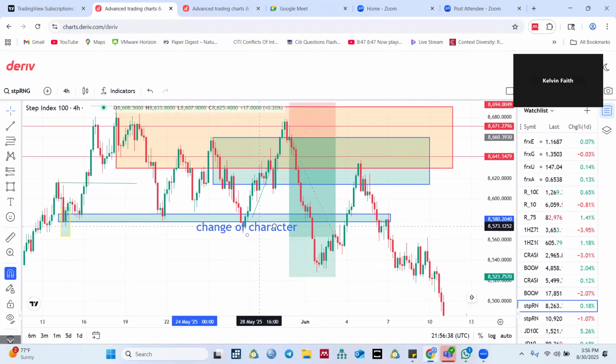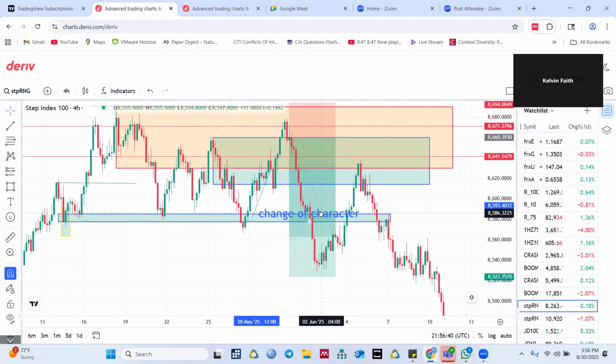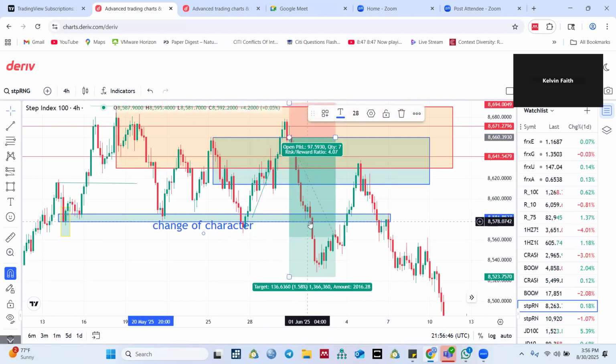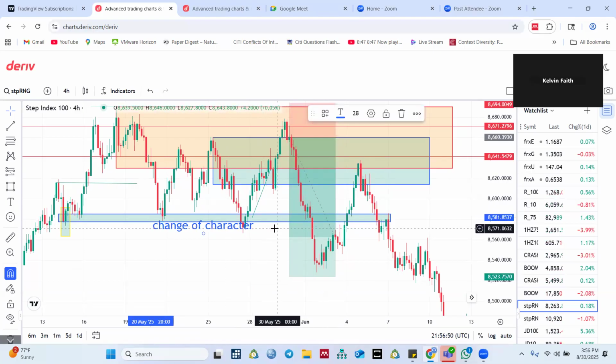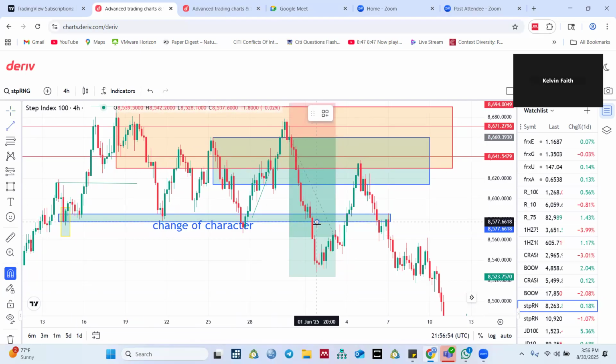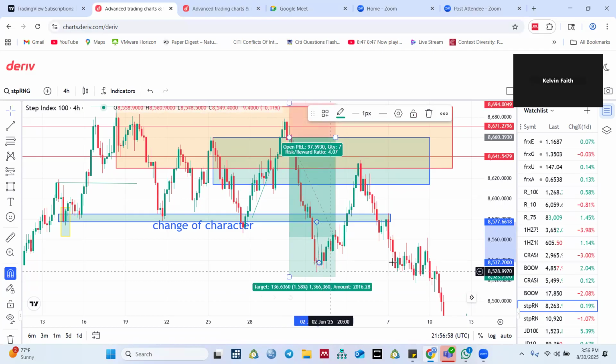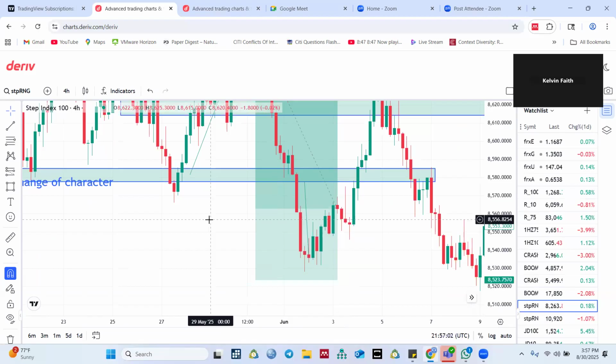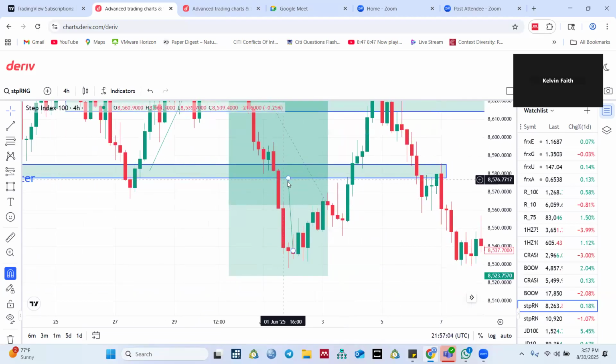The moment price hit this area, it made an attempt to go up a little bit. But the moment we saw price breaking below this area where the change of character is, where we had the previous indication, if you increase your lot size to one standard lot, look at how big the candle was. Uche, are you seeing that?